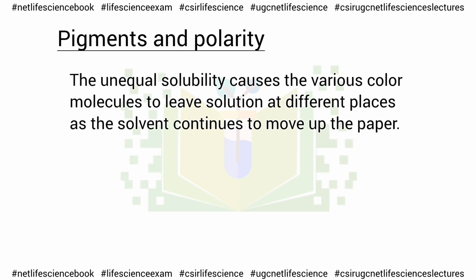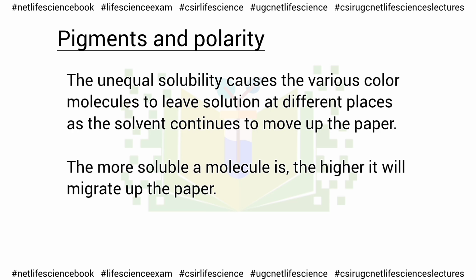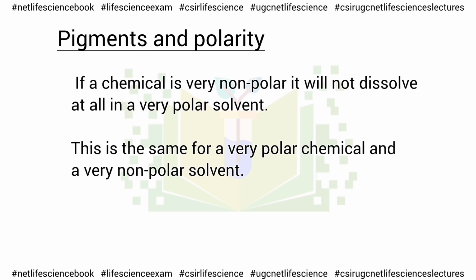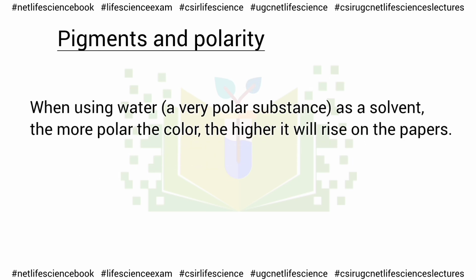The unequal solubility causes the various color molecules to leave solution at different places as the solvent continues to move up the paper. The more soluble a molecule is, the higher it will migrate up the paper. If a chemical is very non-polar, it will not dissolve at all in a very polar solvent. This is the same for a very polar chemical and a very non-polar solvent. When using water as a solvent, the more polar the color, the higher it will rise on the paper.